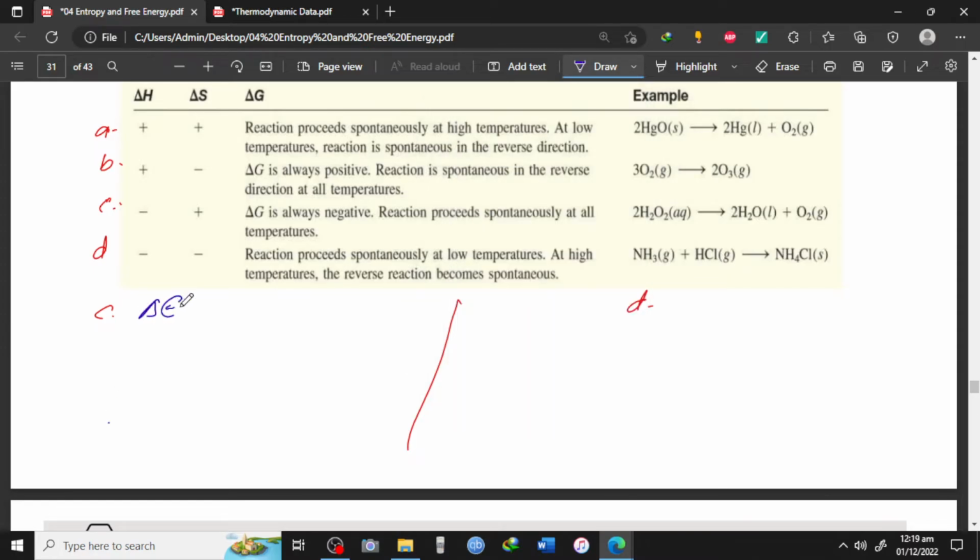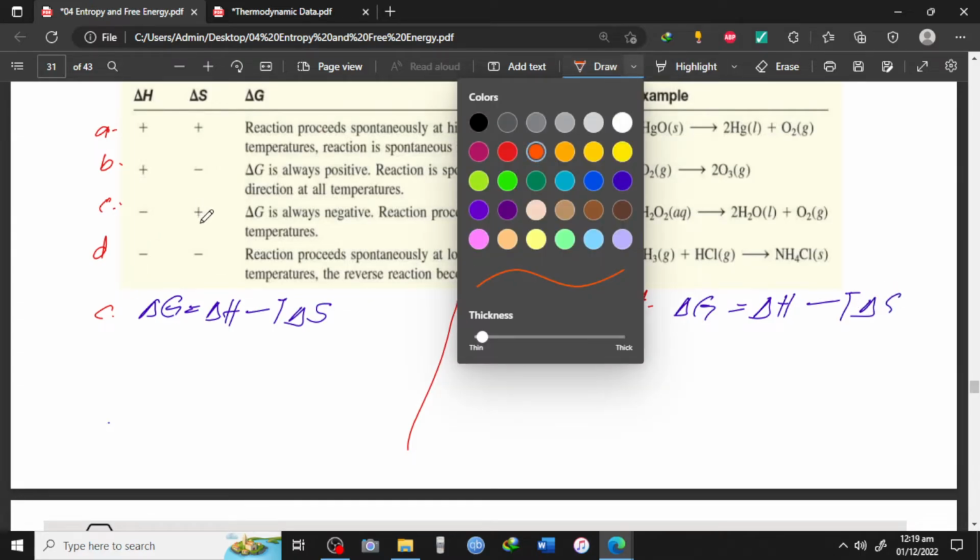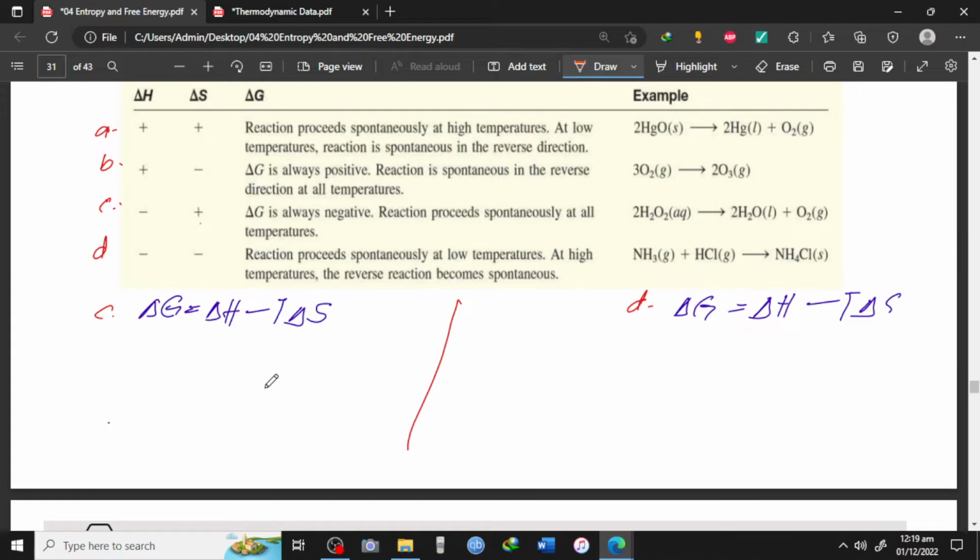Delta G is equal to delta H minus T delta S. Okay, ganun din sa kabila. Delta G is equal to delta H minus T delta S. Okay, so tingnan natin yung condition natin for letter C. So sabi dito ay negative daw tong delta H, and then at the same time positive daw tong si delta S.